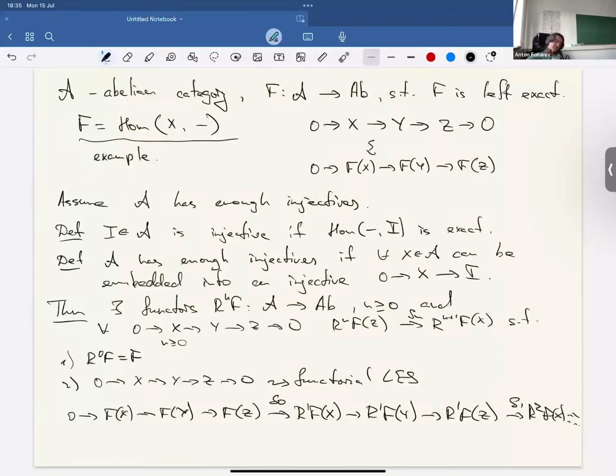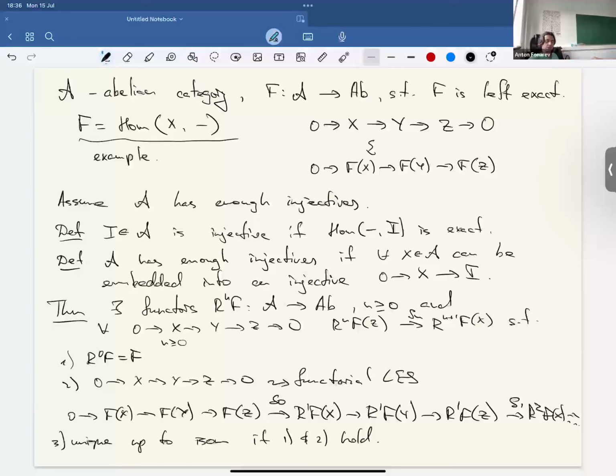And these functors, by the way, are unique up to isomorphism if you request this property of the long exact sequence and the first one. So these are unique up to isomorphism if 1 and 2 hold.